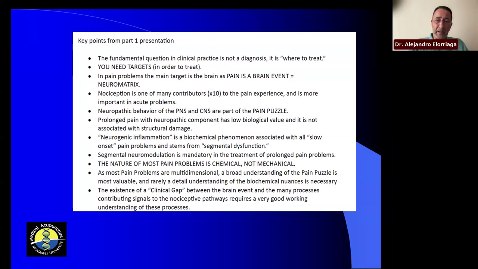Most pain problems obviously are multidimensional, and that's why we need a broad understanding of both the pain puzzle, meaning what goes on with the nervous system at the peripheral, spinal, and supraspinal levels, and we need to learn to bridge the clinical gap, meaning the events that are occurring in different parts of the body at different levels: neurological, metabolic, cellular, interstitial tissue, interstitial fluid dynamics, and try to understand how then the brain event is created by this neuromatrix.